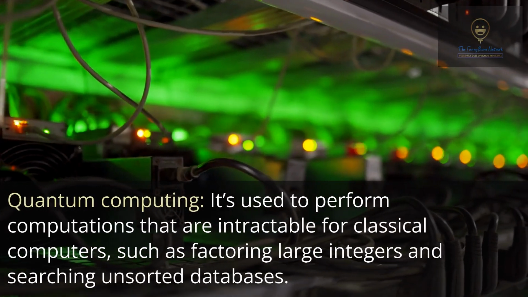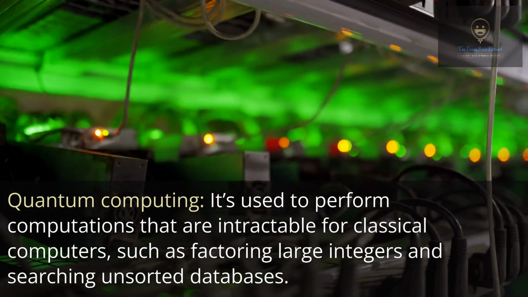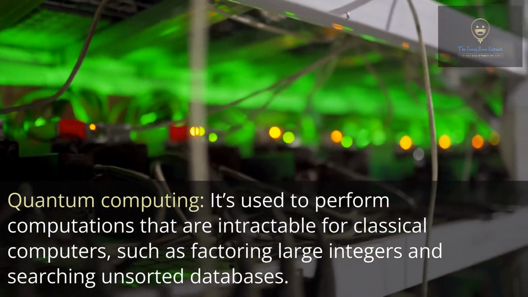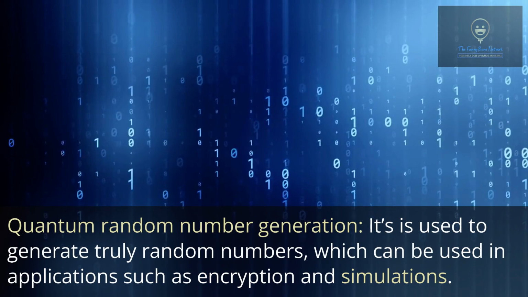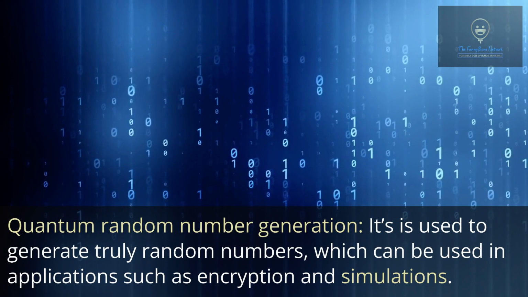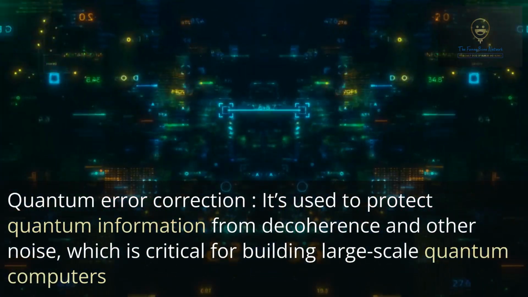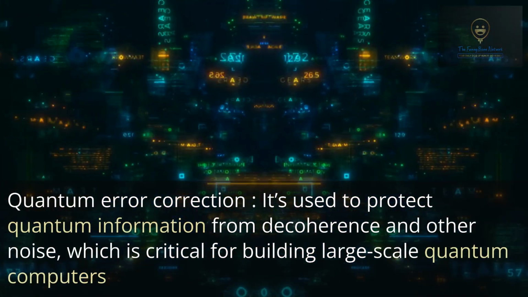Quantum computing. It's used to perform computations that are intractable for classical computers, such as factoring large integers and searching unsorted databases. Quantum random number generation. It is used to generate truly random numbers, which can be used in applications such as encryption and simulations. Quantum error correction. It's used to protect quantum information from decoherence and other noise, which is critical for building large-scale quantum computers.